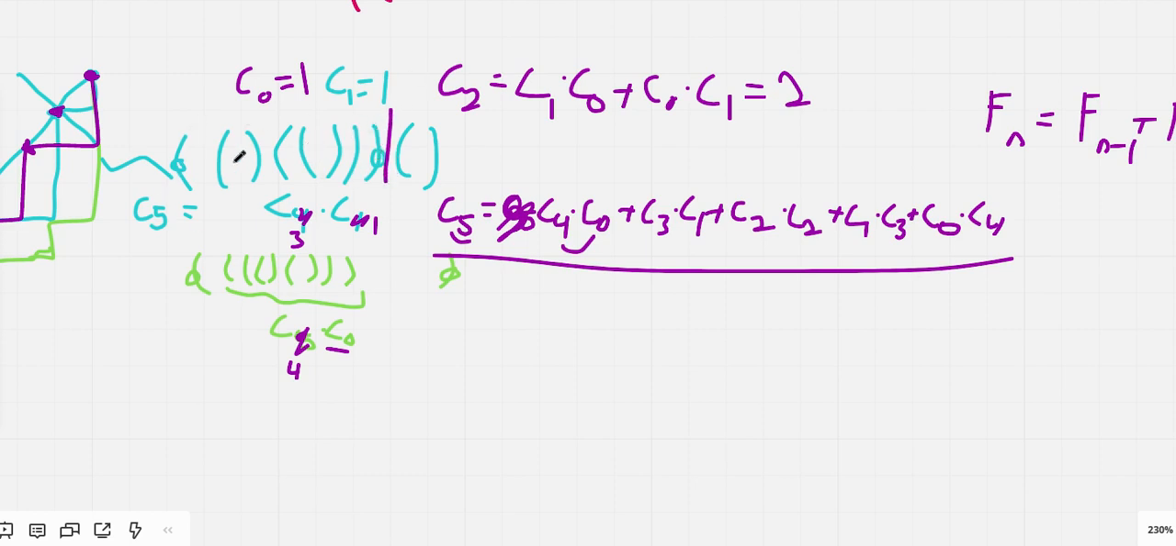It's sort of like stars and bars. We create a division between two sets, and we look at all the possible ways we can divide them. So we can divide them 4 on the left, 0 on the right, 3 on the left, 1 on the right, 2 on the left, 2 on the right, and so on and so forth to create a recursive definition for the Catalan numbers.